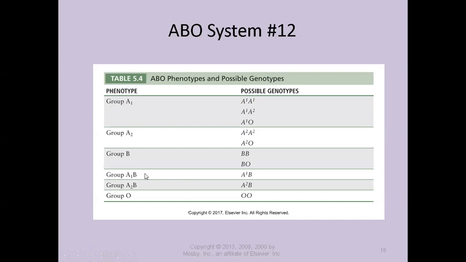And then A1B, of course, we only get one allele from each parent, and A2B. Okay, so in this case, this is one instance in the ABO system where these two are not co-dominant. Okay, so A1 is actually dominant over A2, so the A1 is going to be expressed.